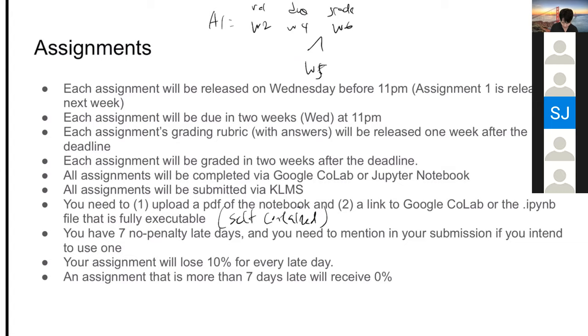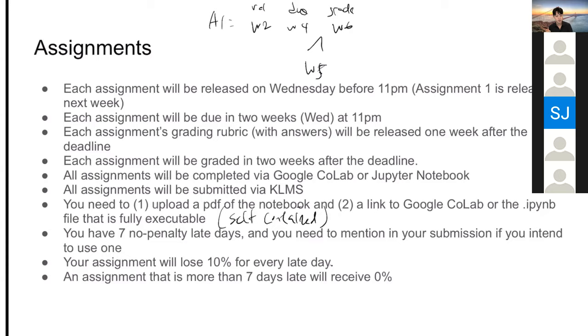And you will have 7 no-penalty late days, and you need to mention this in your submission if you intend to use one or several of them. If you use all 7 late days, you can submit the assignment 1 week after the deadline without losing any penalty. Or you can, of course, distribute them across different assignments. Otherwise, you will lose 10% for every late day, and you will not get any credit if your assignment is more than 7 days late.